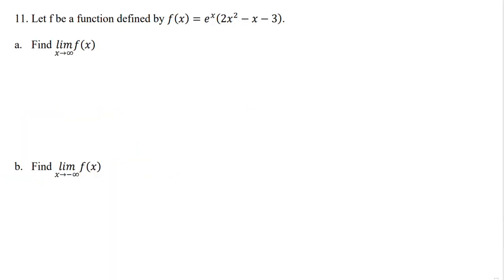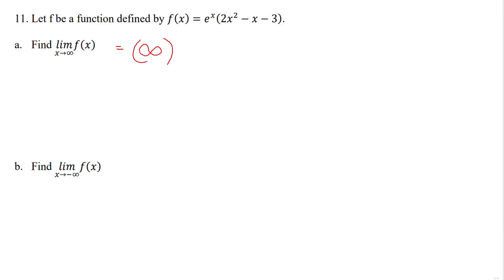All right, here we're looking at a limit as x approaches infinity and negative infinity of e to the x times 2x squared minus x minus 3. So to do the limit as x approaches infinity, well, e to the x, or e to the infinity, would just be infinity.